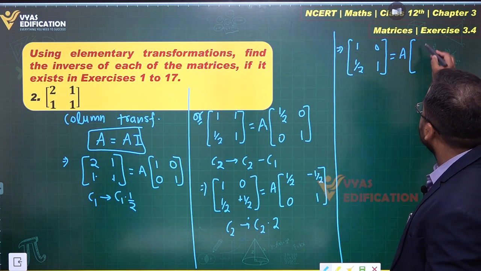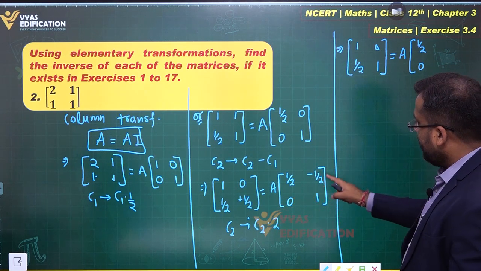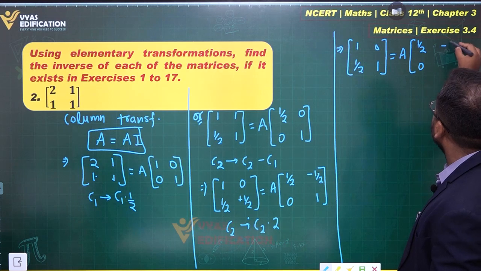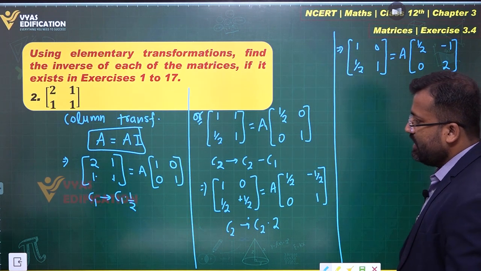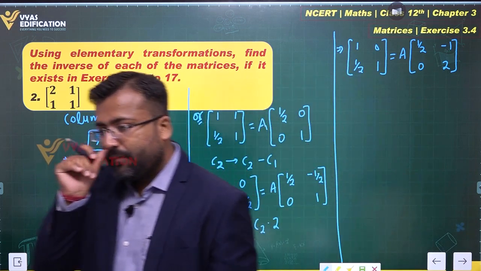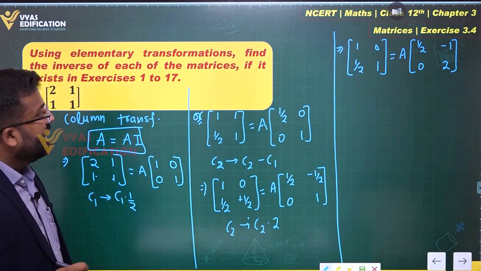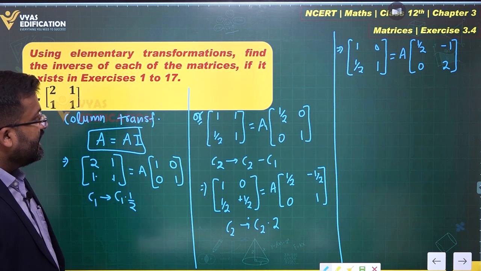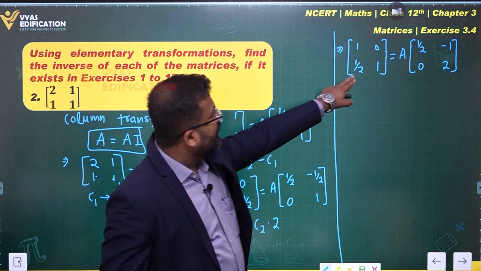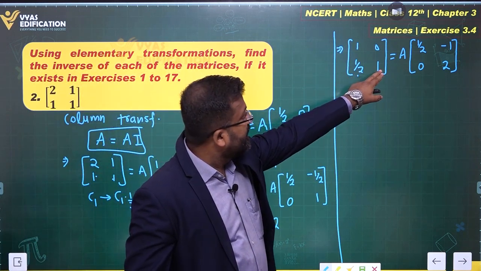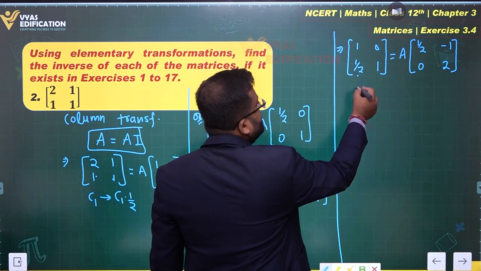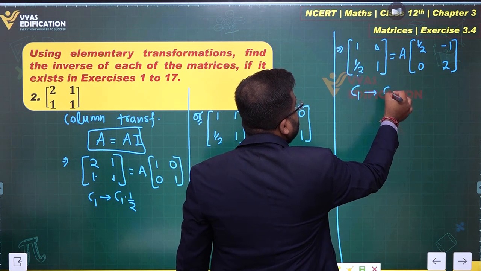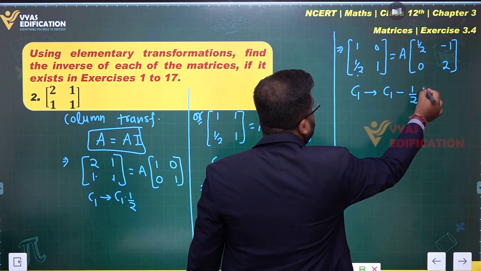This remains as it is. This is 1 by 2, 0. And you multiply a 2 over here. This becomes minus 1. This becomes 2. Minus 1 and 2. This is what you get. Next, we are supposed to create a 0 over here. For creating a 0 over here, we'll have to use this one. C1 is replaced by C1 minus half C2.